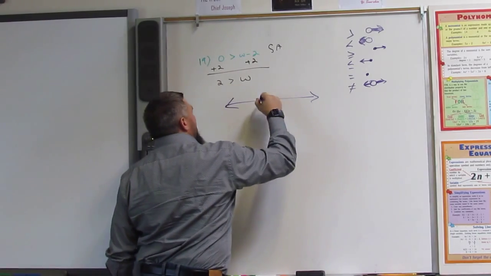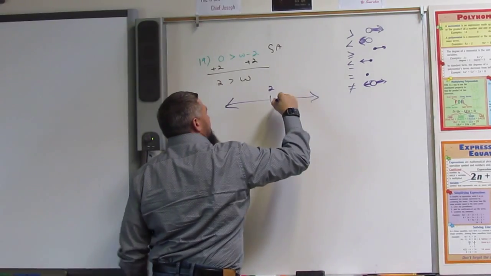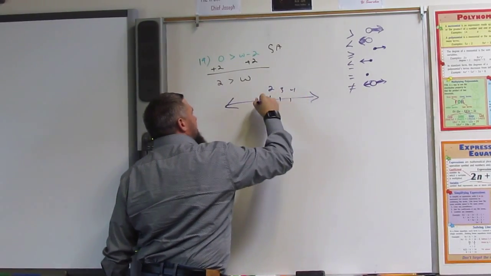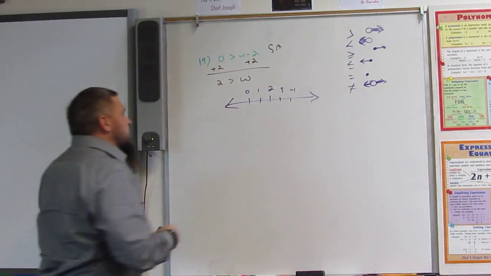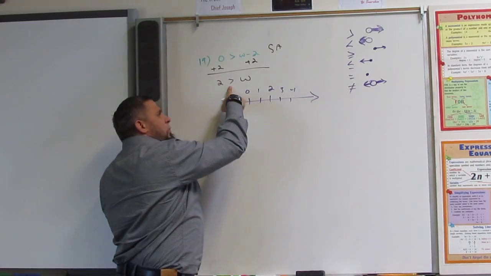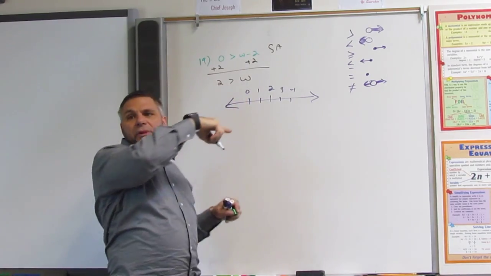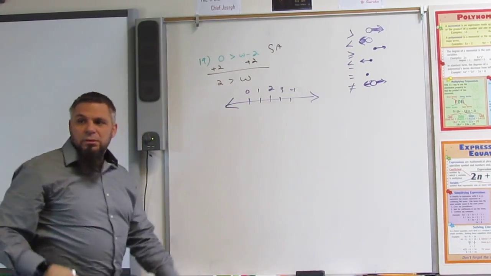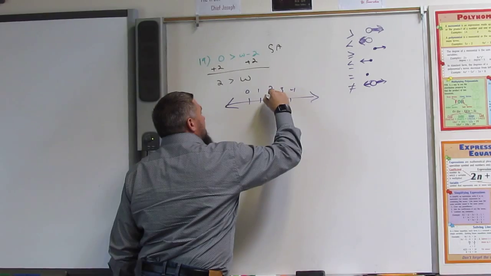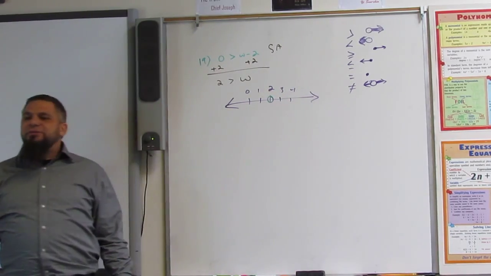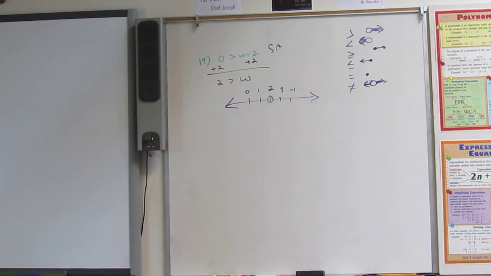So on this, I just want to put 2. And then I'll worry about everything else: 3, 4, 1, 0. Okay? And now I can go exactly where the 2 is. And is it going to be an open circle or a closed circle? Open. Is it going to go right or left? And this is a trick question.